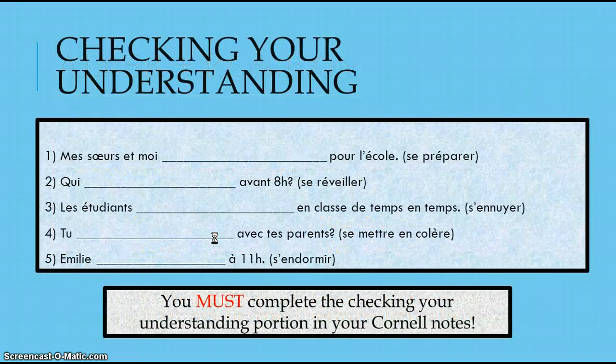Now it's time for you to check your understanding. At this time, I would like for you to pause the presentation so that you can have more time to answer the questions appropriately. Remember, in order to get full points for your Cornell notes, you must complete the check your understanding. If you don't, the maximum points you will receive is a 90.